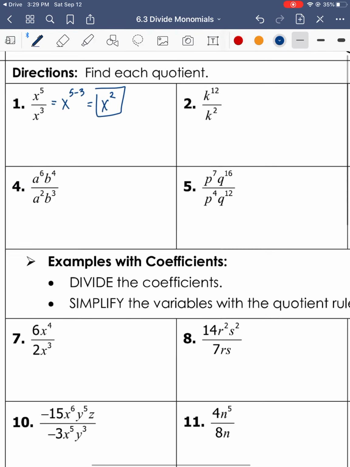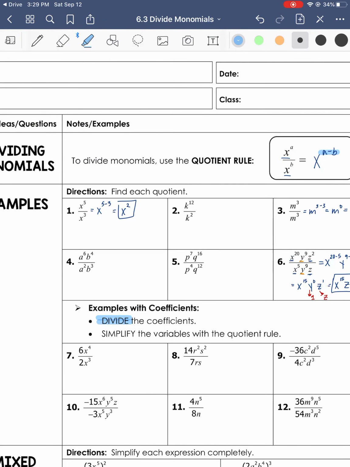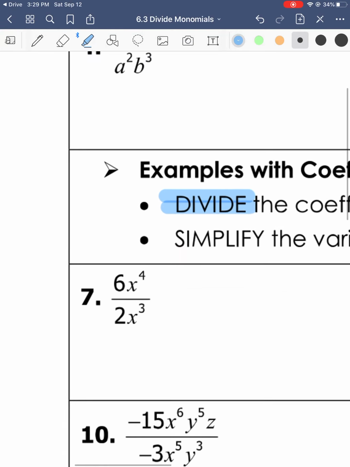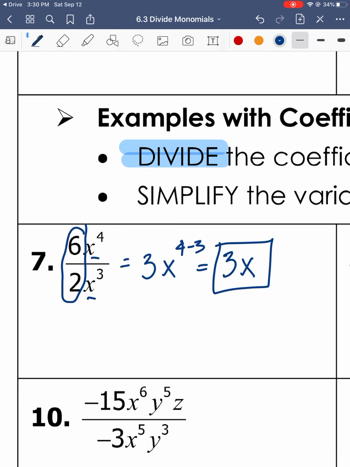All right, so let's look at when we have coefficients. If we have coefficients in the numerator and in the denominator, we're going to treat them like their own fraction, and we're going to divide them. And then we're going to simplify the variables with the quotient rule, which is what we just were working with. So looking at number 7 here, we're going to divide these coefficients first. So 6 divided by 2 is equal to 3, and then we're using the quotient rule for the variables here. So then we have x to the 4 minus 3, which is equal to x to the 1st, which we don't write. So this reduces to 3x.